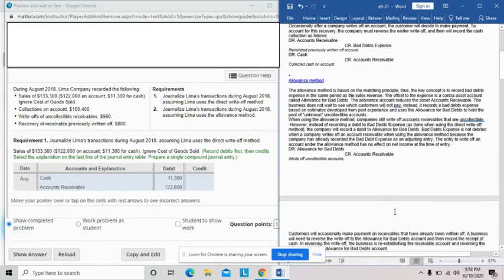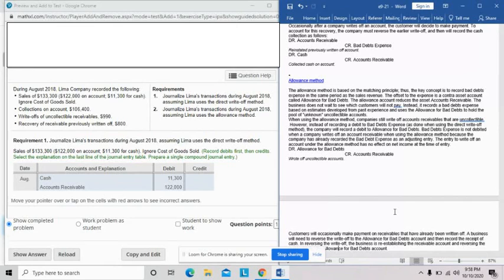The second method is the allowance method. The allowance method is based on the matching principle. Thus, the key concept is to record bad debts expense in the same period as the sales revenue. The offset to this expense is a contra asset account called allowance for bad debts. The allowance account reduces the asset accounts receivable. The business does not know which customers will not pay. Instead, it records a bad debts expense based on estimates developed from past experience and uses the allowance for bad debts to hold the pool of unknown uncollectible accounts.